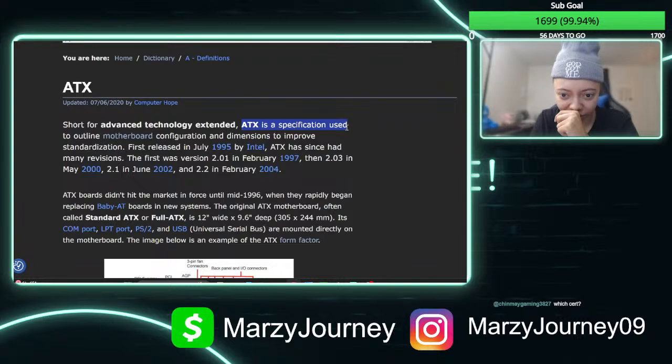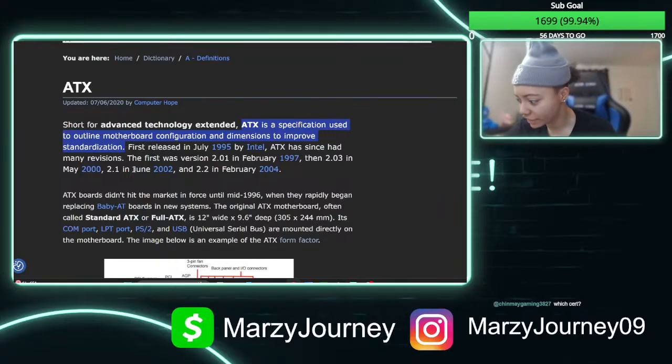ATX is a specification used to outline motherboard configuration dimensions to improve standardization. Okay, so I'm assuming the best way that they could have said this, unless maybe I could be wrong, is that it's just a different design? And yes, it has different dimensions and configurations, and your specs would have to be different when it comes to certain things, like a CPU has to match it. So I guess maybe they just said it in more technical terms, but it's just a different design, and you have to find what matches.